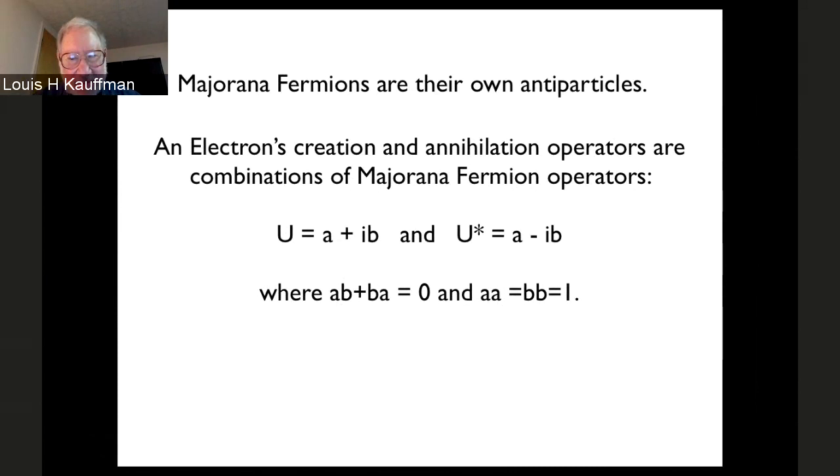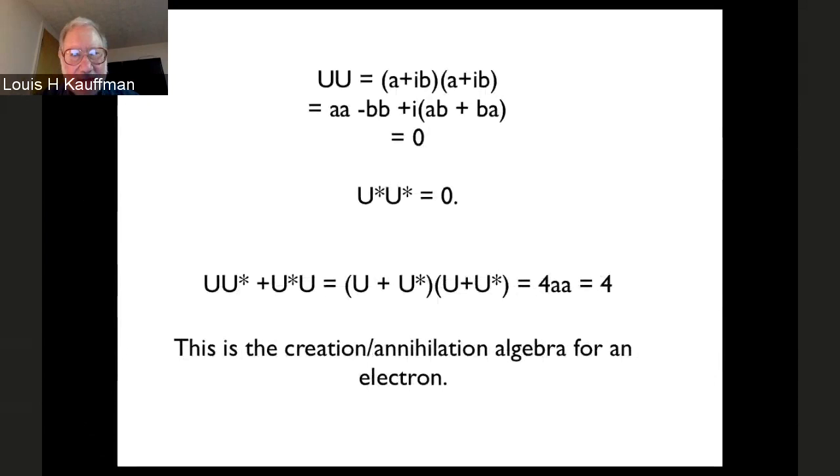And we do a little elementary algebra. We take U times U. And you see, I get A squared minus B squared, and I get AB plus BA, and that's 0. So U squared is 0, and U star squared is 0. And if you take U U star plus U star U, you find that you get 4. So I wasn't using the right constant here, but you get the fermion relation.